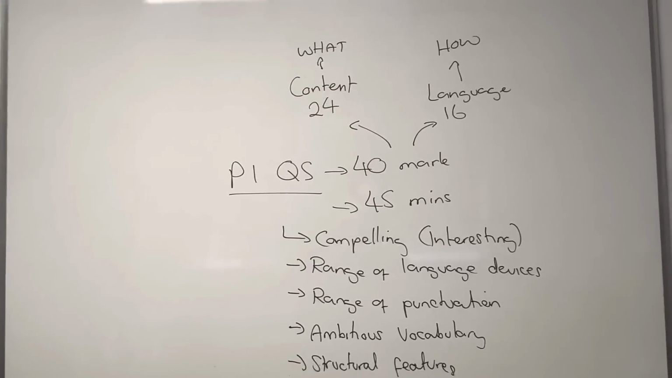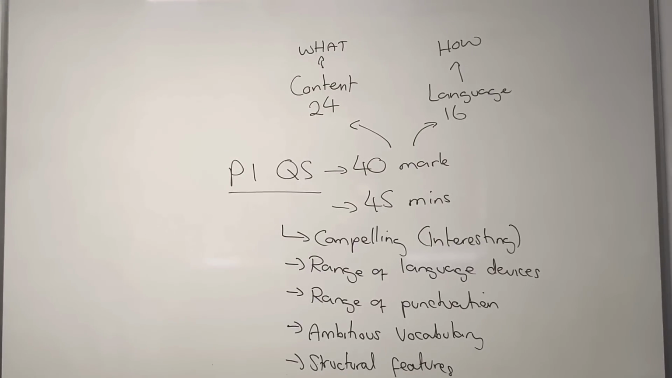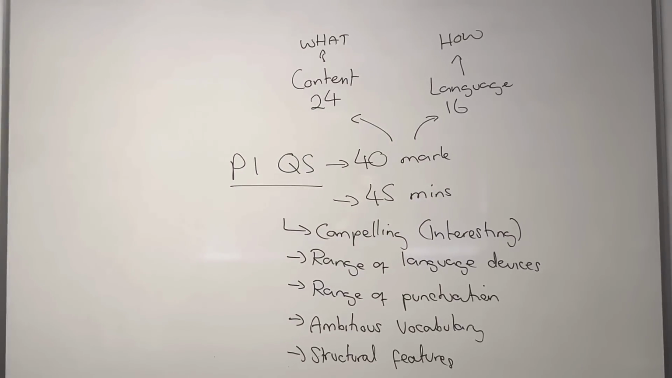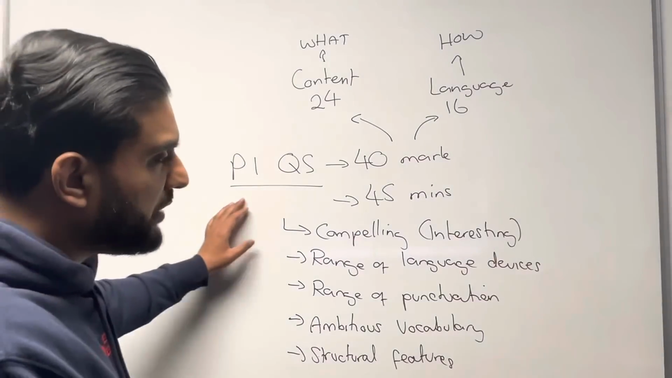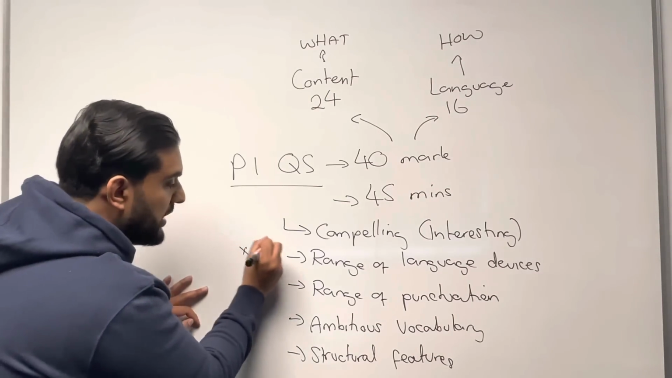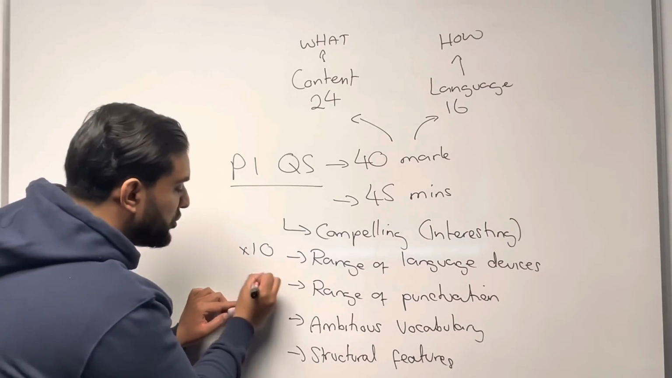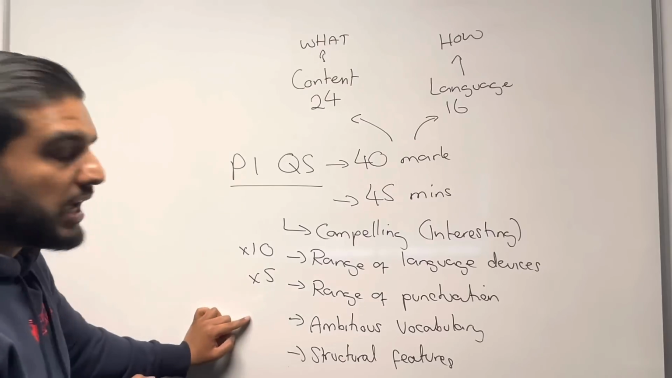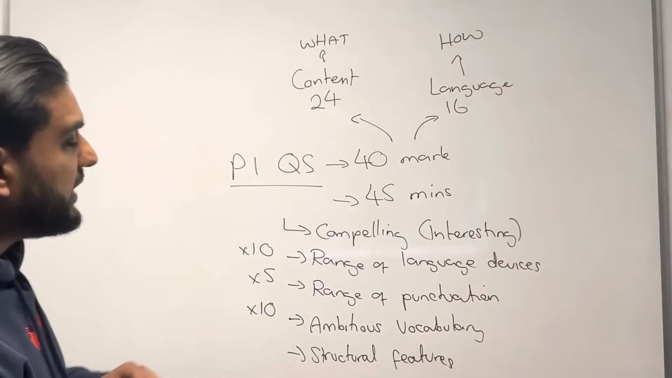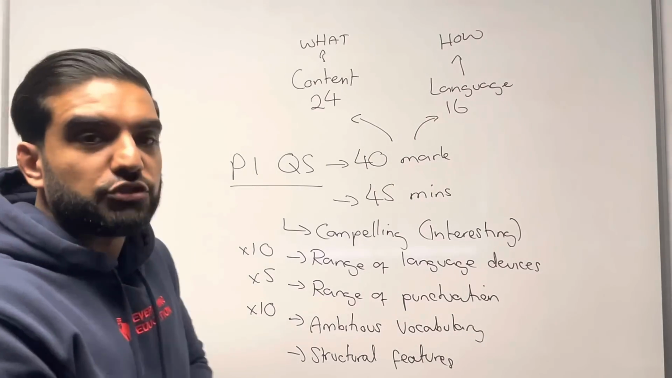Now, why do I care about these 5 more than anything else? Guys, the answer is pretty simple. These are the 5 that we control. These are the 5 that we can manipulate. So, number 1, it has to be interesting. Number 2, it must have a range of language devices, 10 to be specific. A range of punctuation, 5 to be specific. A range of ambitious vocabulary, 10 to be specific. And then it must include structural features. And I will go over that when we get there.